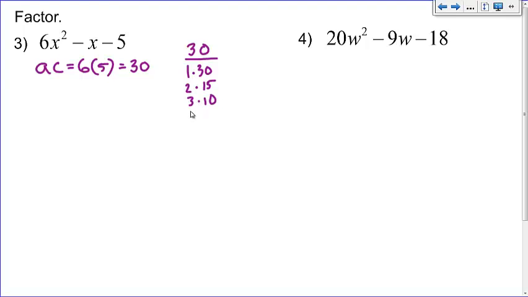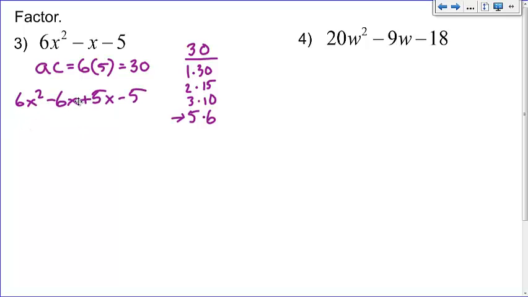So if I were actually just doing this problem on my own, I would start with numbers closer together, like 5 times 6. So now I know that I'm going to break that middle term up into a 5x and a 6x. Together, they have to be negative 1x. So I'm going to do minus 6x plus 5x.